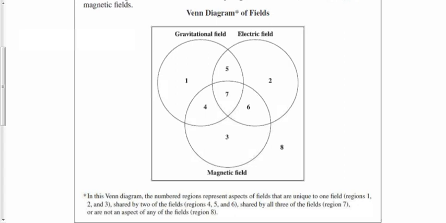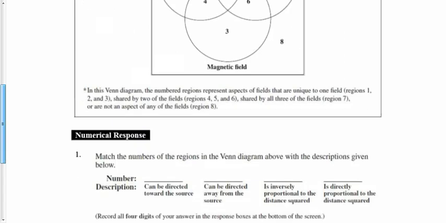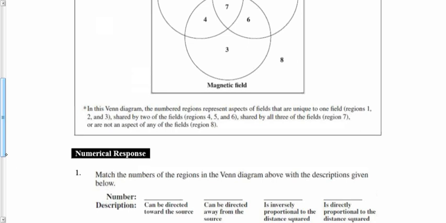We've got four different properties here, or four different statements, and we want to know where in the Venn diagram these different statements fit. Can be directed toward the source. Let's look at all three of these fields. Can a gravitational field be directed toward the source, whatever caused it? Yes. In fact, it always is. Not only can it be, it always is directed toward the source.